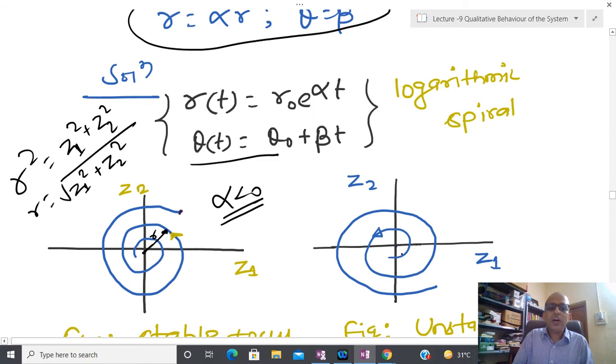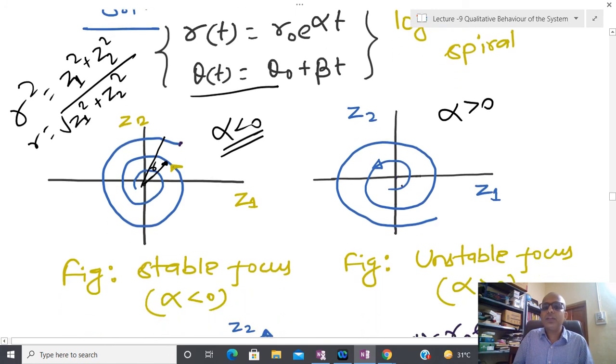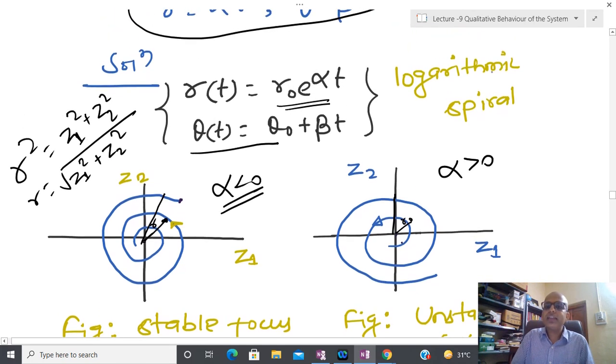So what happens if I start with a larger radius? Finally I converge to the smaller radius if alpha is less than 0. And if alpha is greater than 0, then if I start from a lower radius, finally it is going to increase with respect to time. Theta is always going to rotate, so rotation comes into the picture, and I am going out because my radius is increasing. So in this way we found that I have a logarithmic spiral.